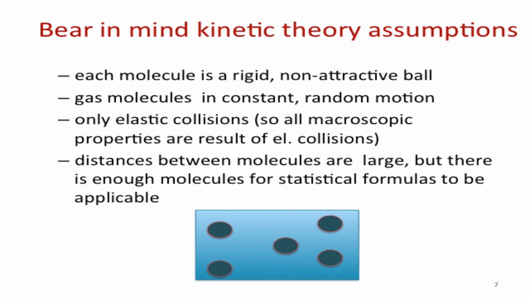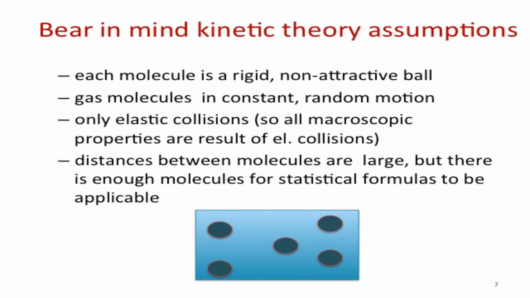So in this kinetic theory, we assume each molecule is a rigid ball. There are no attractive forces between balls at all. Okay. In reality, we know there are. These gas molecules are in constant randomized motion. Okay. And I have elastic collisions between them, meaning that I'm not losing any energy when I collide. Okay. So all of the macroscopic properties, we're used to looking at pressure that way. Okay? So pressure and temperature that we measure are a result of these collisions.